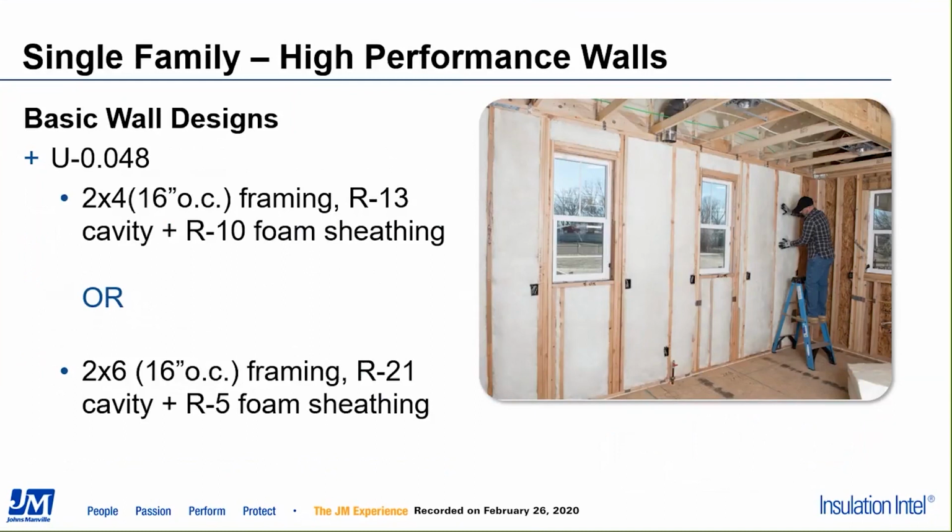So for a U value of 0.048 in terms of basic wall design, if you are framing with 2x4s, 16 inches on center, that would be the equivalent of putting R13 in the wall cavity and doing R10 of foam sheathing on the exterior. If you're framing with 2x6, that means putting, at least from Johns Manville's perspective, an R21 bat, which is the sort of fiberglass product that we sell, plus then R5 of foam sheathing.